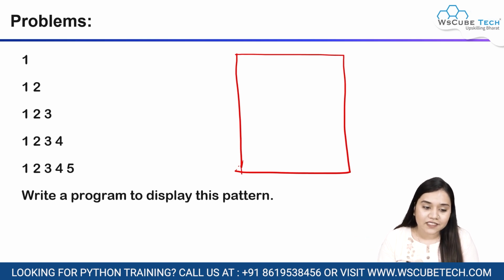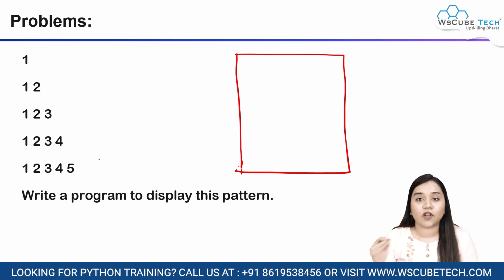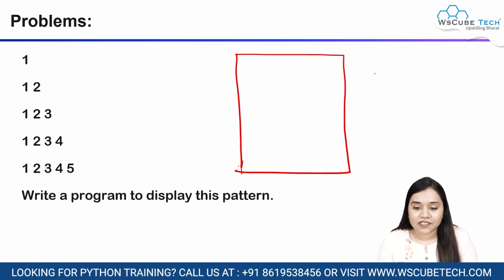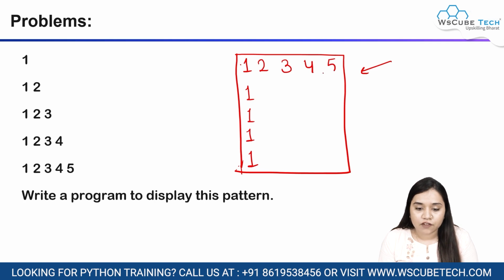Now understand it this way: there is a triangle over here, which has 1, then 1 2, then 1 2 3, then 1 2 3 4, then 1 2 3 4 5. That means with the number of rows, the columns are also increasing. To understand this problem, first let's understand this block over here. How many rows do we need? We need 5 rows. In every row there is 1 over here, right? 1, 1, 1, 1 and 1. 5 rows are there and 5 columns are there: 1, 2, 3, 4 and 5.